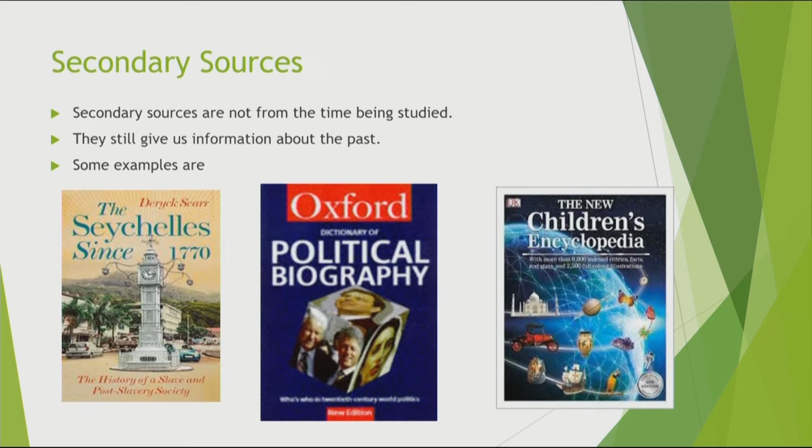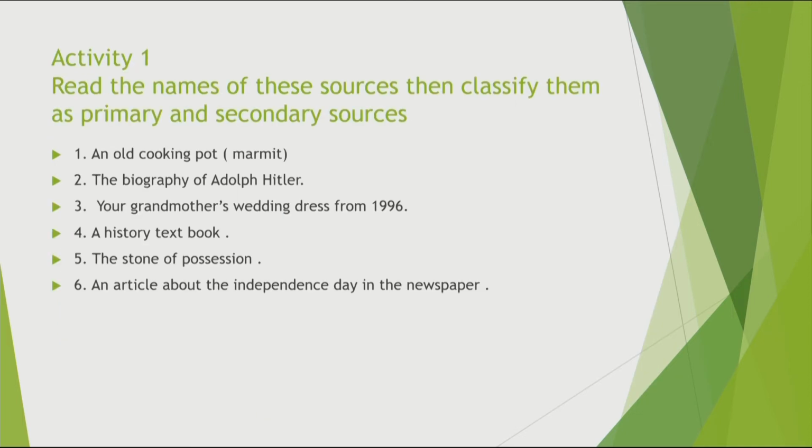After observing these primary and secondary sources, now I will allow you to do a small activity at home. Get your pens and pencils ready. You are going to read the names of these sources and then classify them as primary and secondary sources. Okay, number 1, an old cooking pot, or the marmite in Creole.